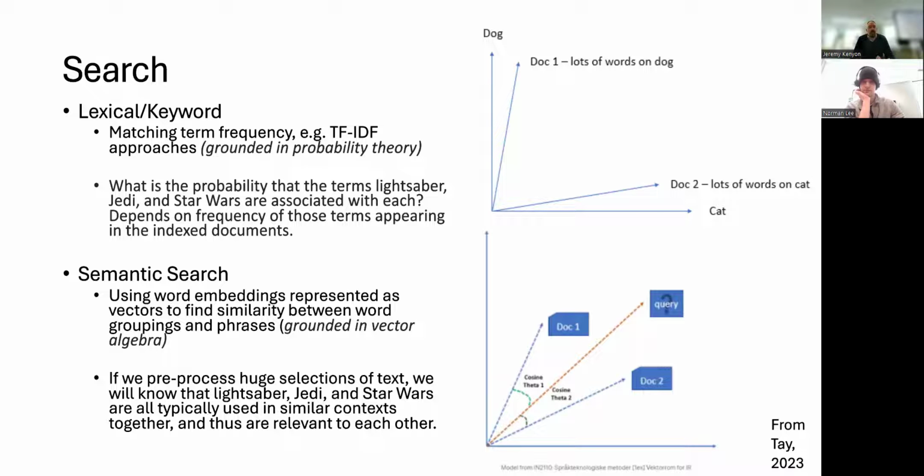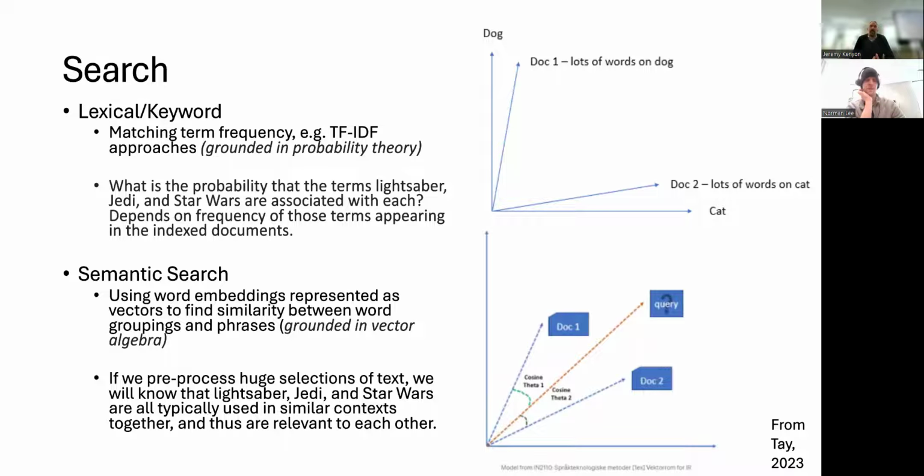I use a little bit of an example there with terms like lightsaber, Jedi, Star Wars. Are all those going to retrieve the same sets of documents if you use those keywords? And the answer depends on the frequency of those terms showing up in those documents.